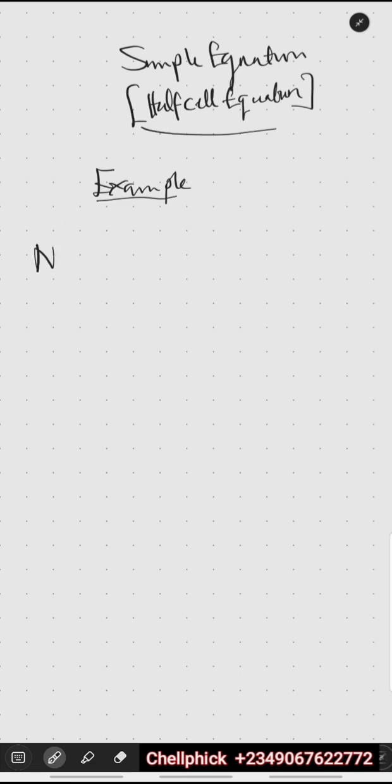Let's say we have sodium solid plus hydrogen ion to give sodium ion plus H2 hydrogen gas. These occur in aqueous solution, and this is gas.